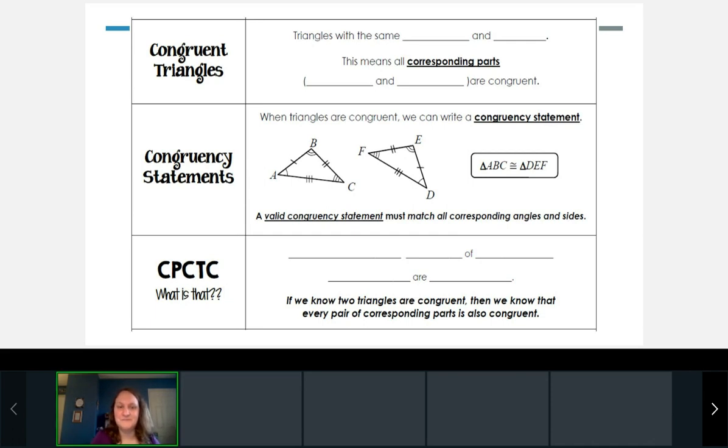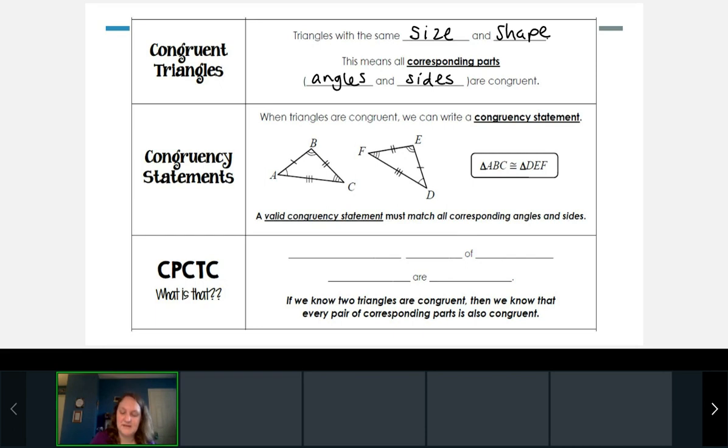All right, back to congruent triangles. If two triangles are congruent, that means that all the corresponding parts are the same. They have the same size and the same shape. The parts of congruent triangles would be angles, so they have corresponding congruent angles, and they have corresponding congruent sides. With congruent triangles, we can write a congruency statement. A congruency statement is going to say triangle, letter, letter, letter, is congruent to triangle, letter, letter, letter. And those letters have to match up.